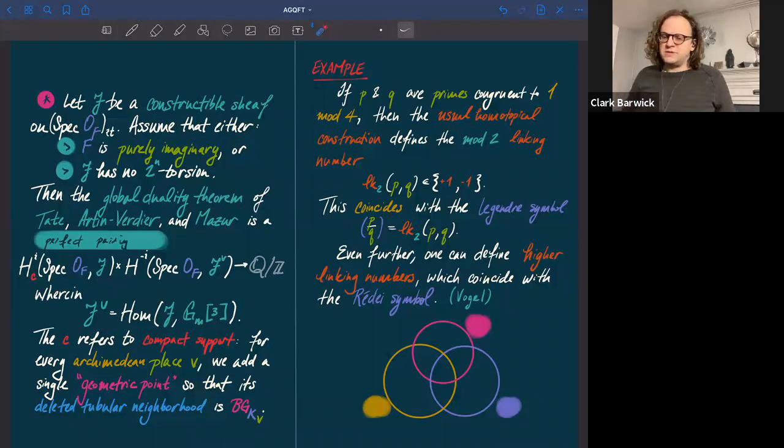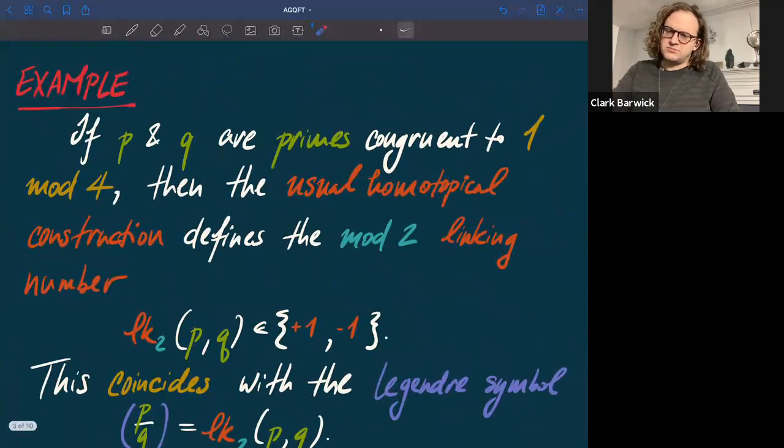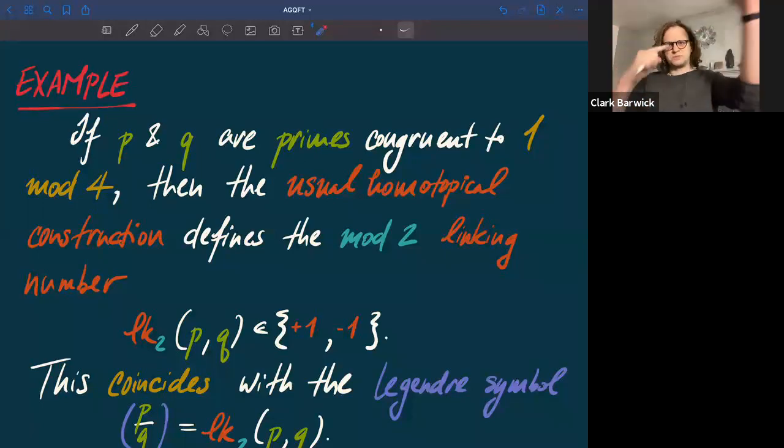But before I do that, I thought I'd include a kind of cute example, some concrete way to visualize what's happening here. And the concrete example that I'm going to write down here is probably one that's familiar to everyone. If you take the primes that are congruent to 1 modulo 4, well, these primes correspond to certain knots sitting inside my 3-manifold. Let's inspect Z, which I'm regarding as a 3-manifold. And I'm certainly allowed to speak of the linking number between 2 things. That's an entirely homotopical construction.